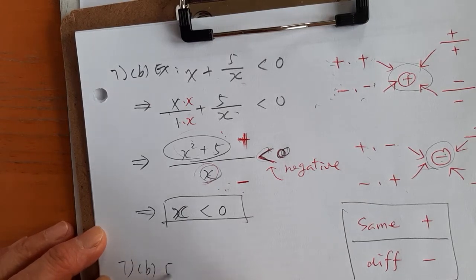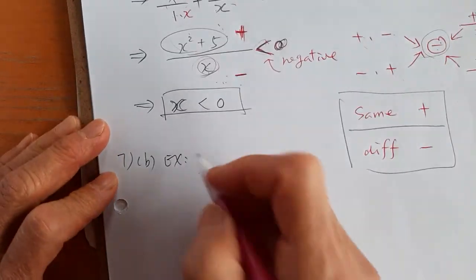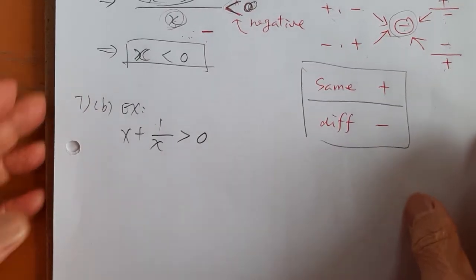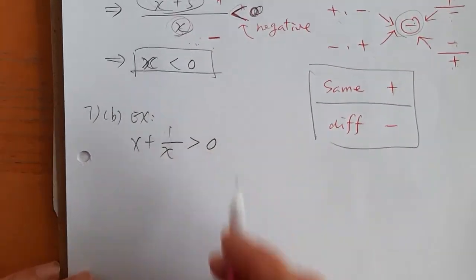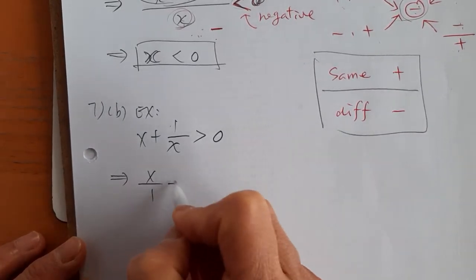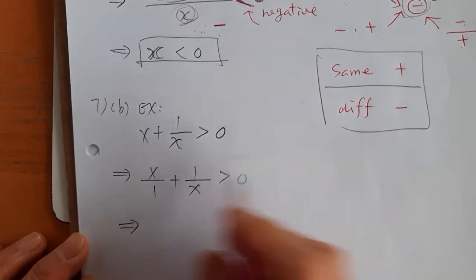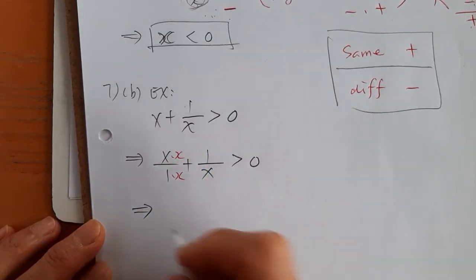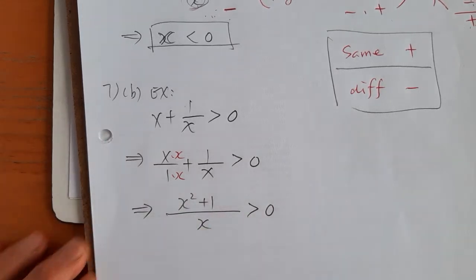7b example. It's x plus 1 over x greater than 0. The previous one was less than 0. Now this example is greater than 0. So do it the same way: x is x over 1, greater than 0. Then you add the two together. This needs times by x on both sides to get the same denominator. The numerator is x squared plus 1 greater than 0.